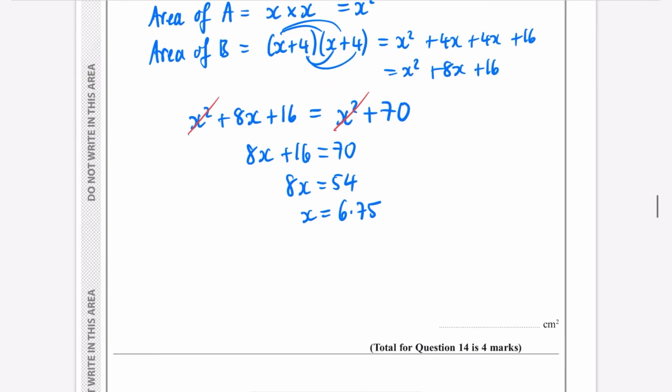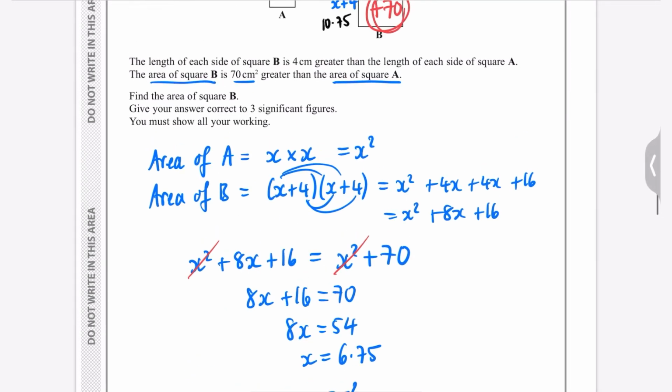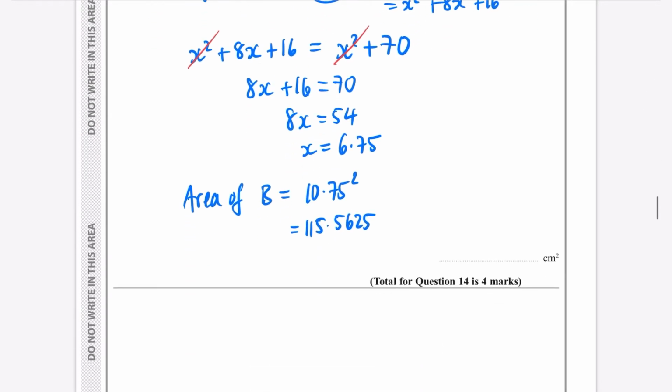So the area of square B is 10.75 multiplied by 10.75, or 10.75 squared, which is 115.5625, but it wanted it to 3 significant figures. So that means I'm going to write it, here's my 3 significant figures, that 5 is going to make it change to 116. So the answer is 116 centimeters squared.